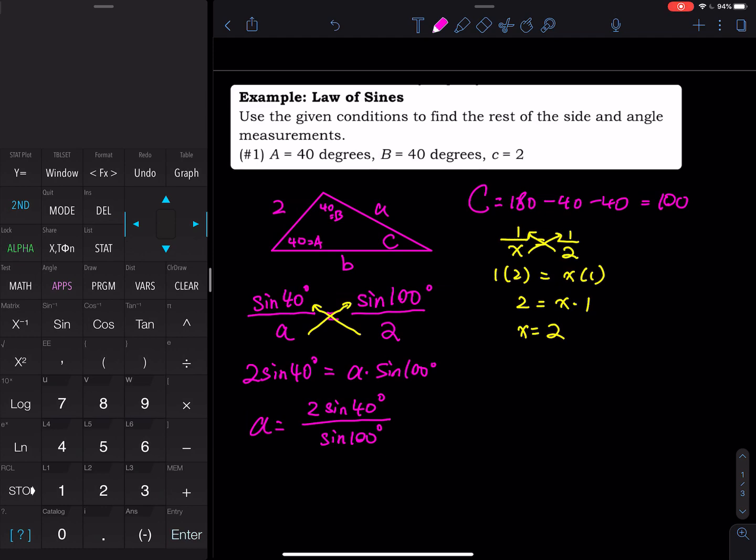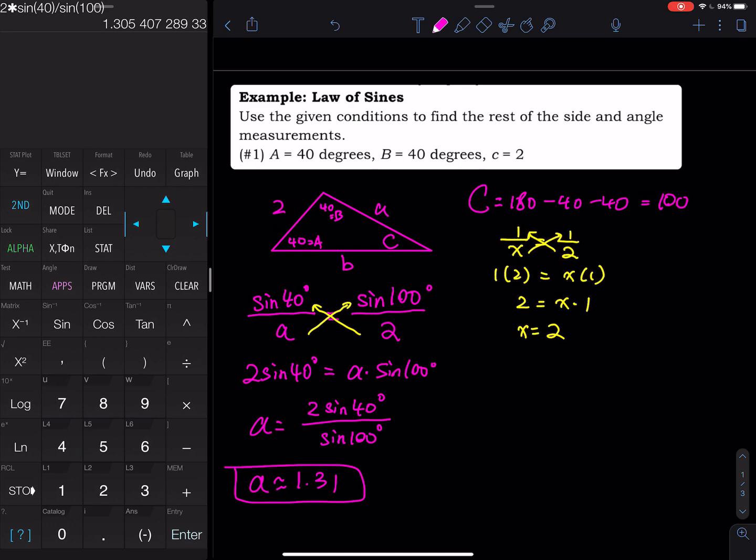I'm trying to avoid all the round off error. So we will do the whole computation in one click. So we have 2 multiply sine of 40 degrees and then close parenthesis divided by sine of 100 degrees. And then you press enter, then that is your answer. So for the length measurement, let's keep 2 decimal places. So a is around 1.31. So now I got a. So I know everything about A and everything about C.